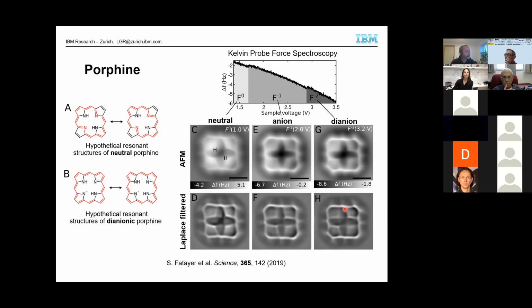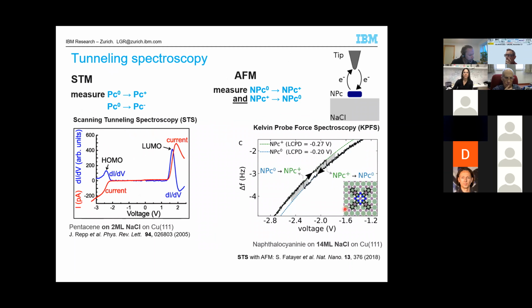Okay, due to time, I want to go on quickly and just show you that you can also do spectroscopy with the AFM. So here we now exchange single electrons. And when doing that, we can measure charge transitions that you cannot measure with conventional tunneling spectroscopy using the STM. So we do not measure a current through the molecule; we just attach electrons and then at different voltages take them away with a tip again. And by that, we can measure transitions that are inaccessible otherwise.